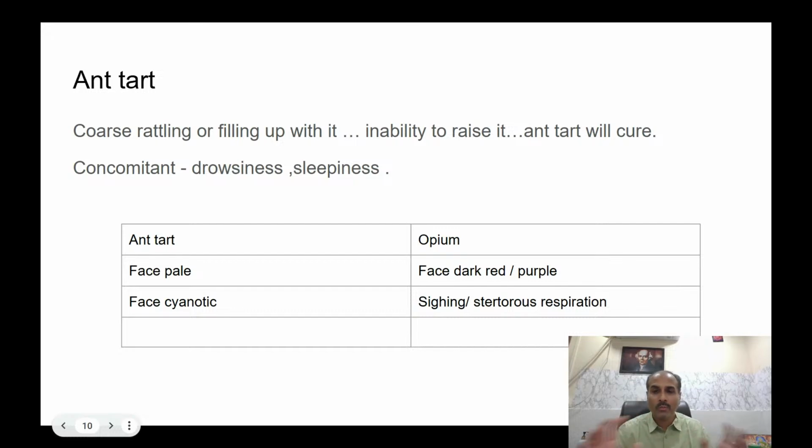No rubrics, no specific methods, no out of the world narratives. Antimonium tartaricum will have a pale face, cyanotic appearance. Opium will have a dark red face, purple in color, and there will be snoring or stertorous respiration. That's the biggest differentiation I ever find for Antimonium tartaricum and Opium.